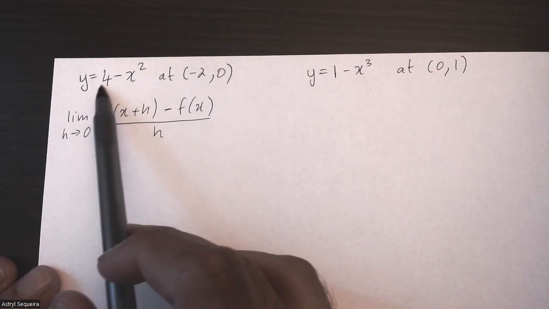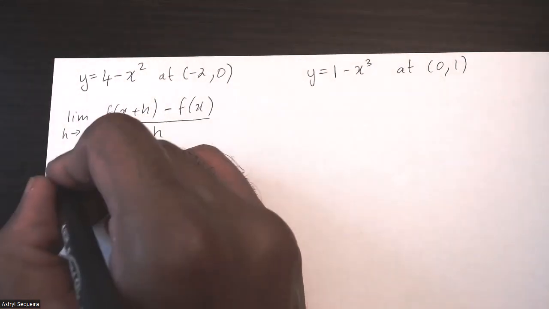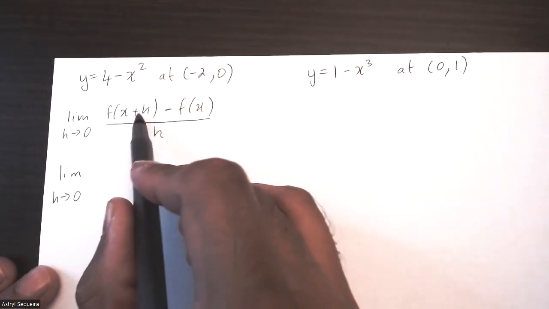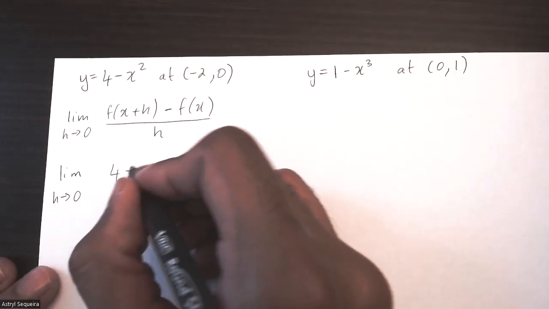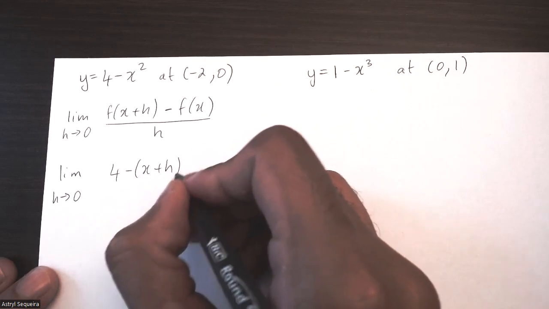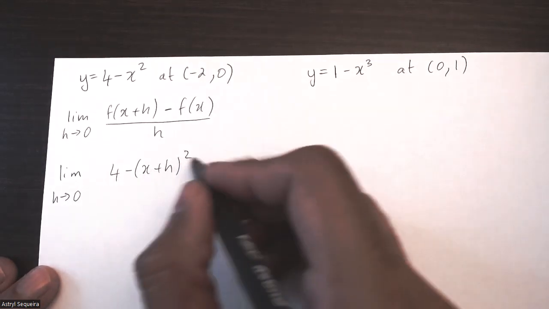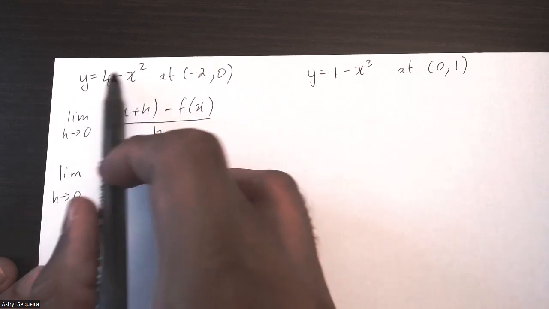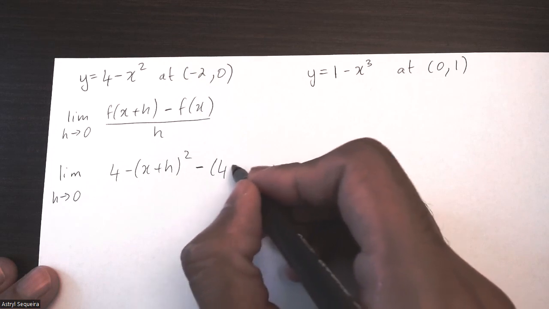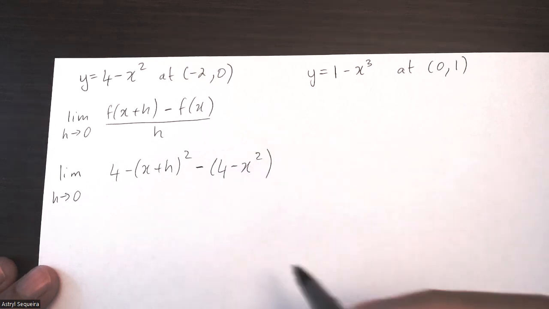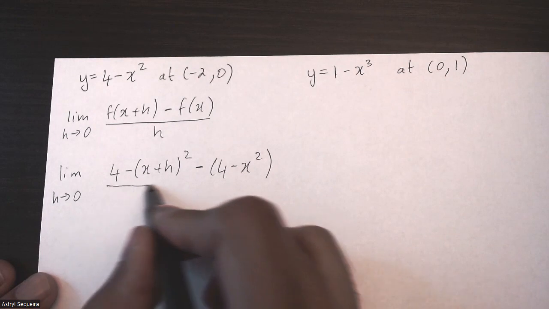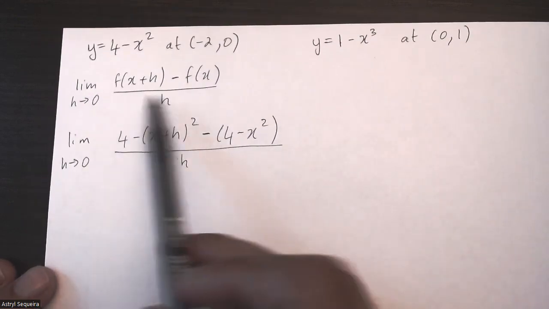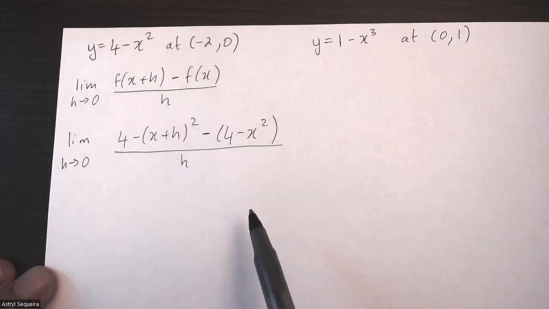F of x plus h, I'm going to rewrite this equation over here, but I'm going to replace the x with x plus h. So that's 4 minus (x plus h) squared, minus, then f of x is just the original equation there. Make sure you write it inside a bracket if it has multiple terms. And then we're dividing by h. So I've just filled out this equation here with that equation.